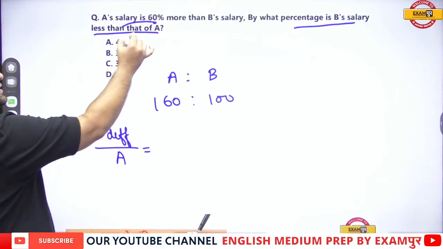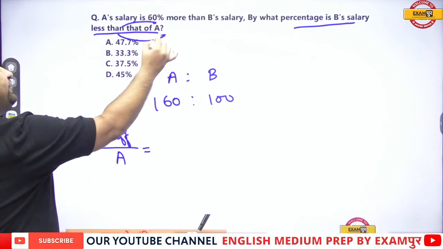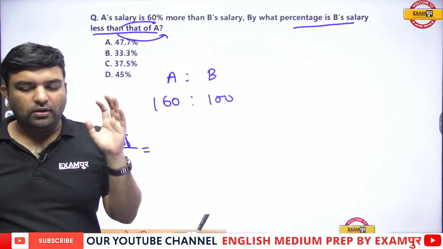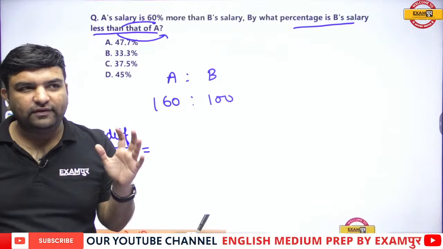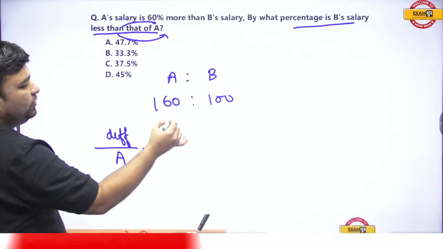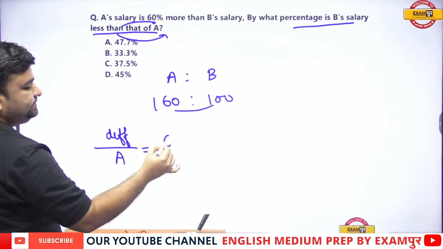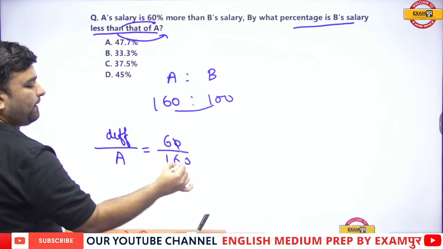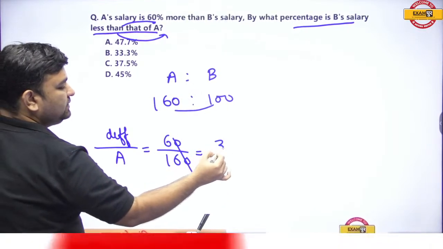Whatever is written after 'then', you have to take that value in the denominator. So A will come in the denominator. How much is the difference? 60. What is A? 160. So it is 3 by 8.